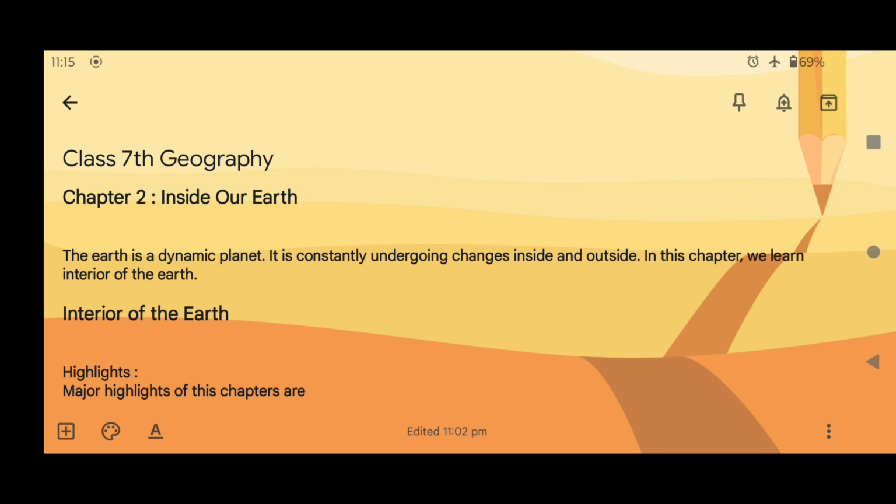Today we are going to read class 7th Geography, chapter 2, Inside Our Earth. The Earth is a dynamic planet. It is constantly undergoing changes inside and outside. In this chapter we will learn about the interior of the Earth.